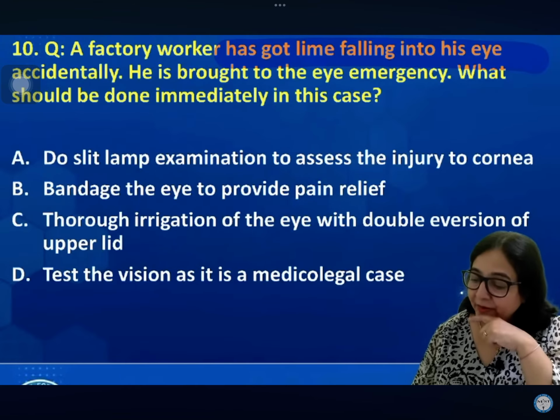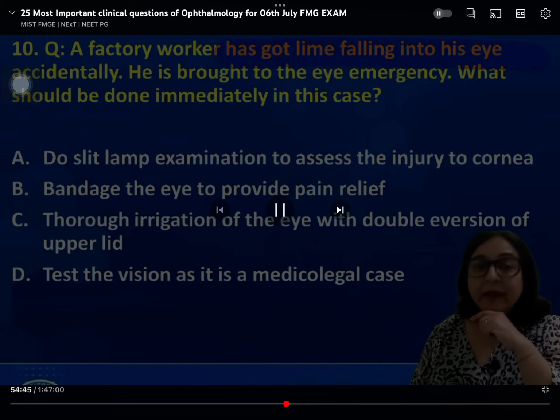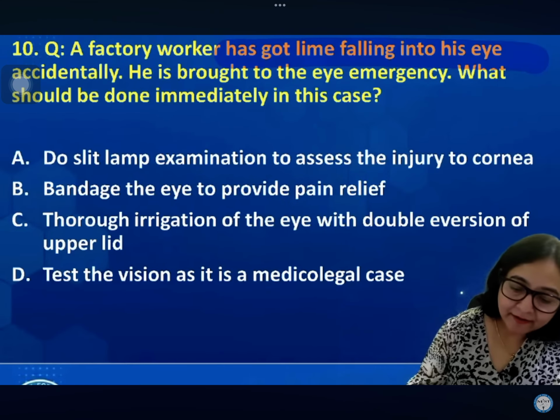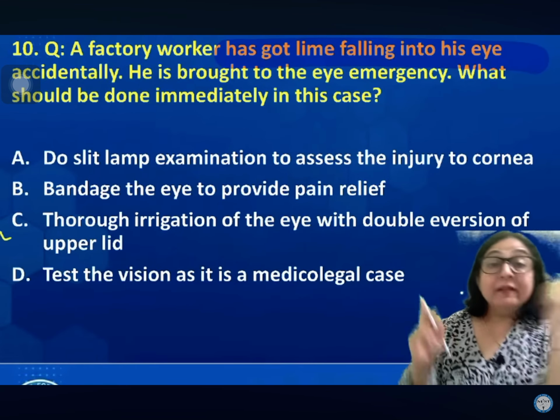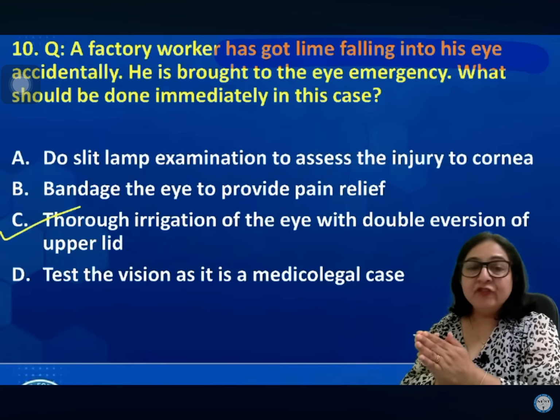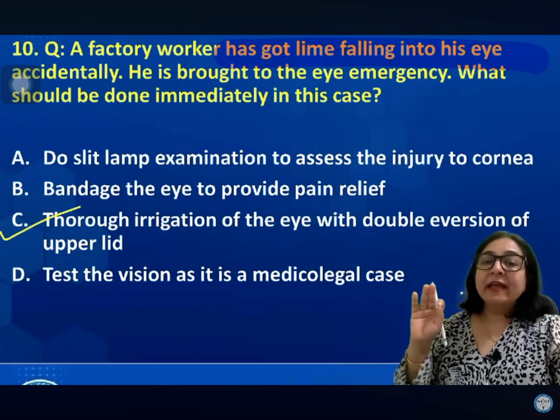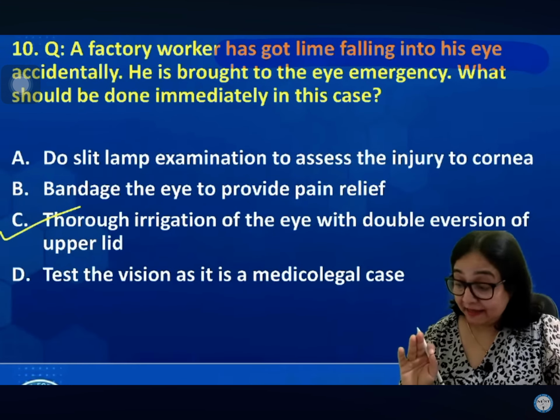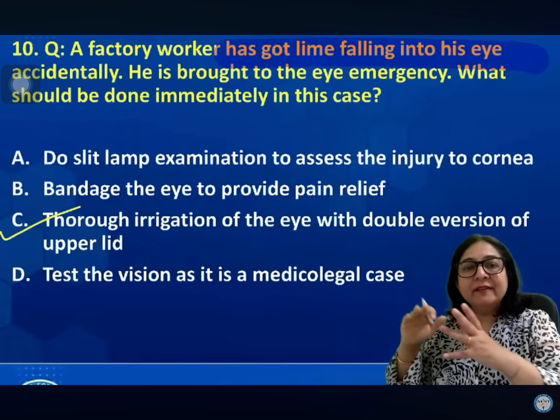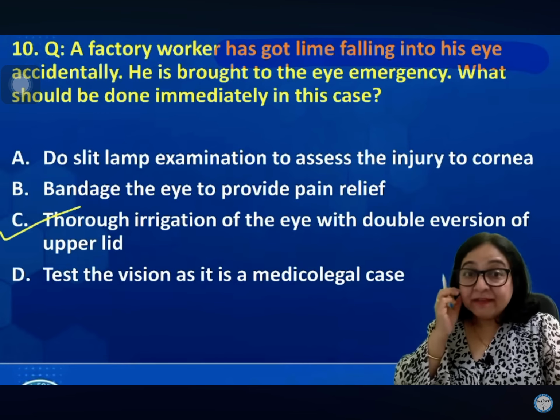Okay, guys, I'm waiting for your answer, beta. Those who are marking C as the answer are right. Lime is going to cause alkali injury, beta. What you want to do is to wash the eye of any residual chemical before doing anything. Even if you do the vision assessment and slit lamp examination, it will be later, because the first step is not that. A is not the right answer.